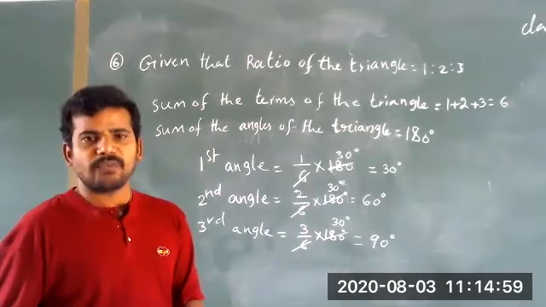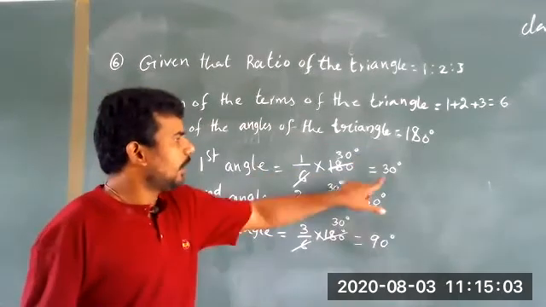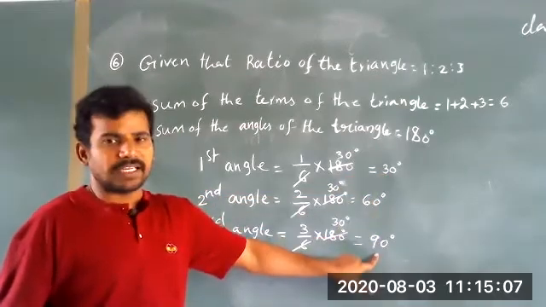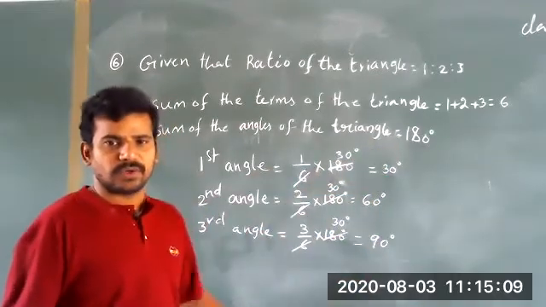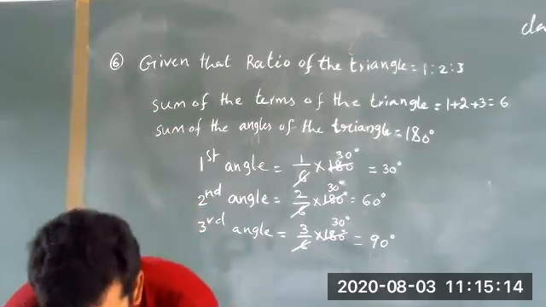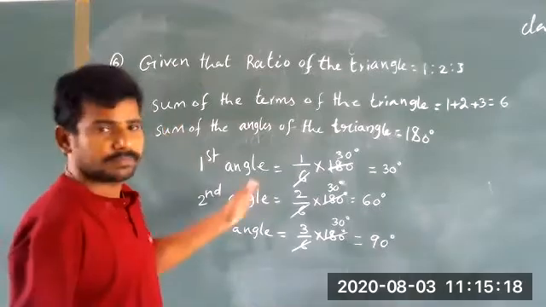The sum of the angles of the triangle is equal to how much? 180 degrees. Now you can add 30 degrees plus 60 plus 90 degrees. 90 plus 90 is equal to 180 degrees. So your solution is a correct answer. Understood, children? Now I am going to take the next problem. Clear, children?